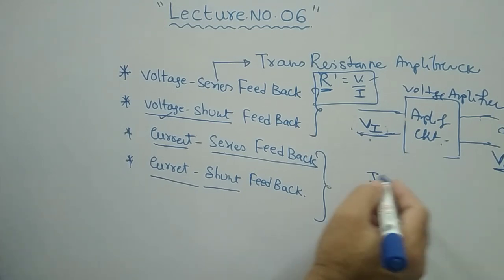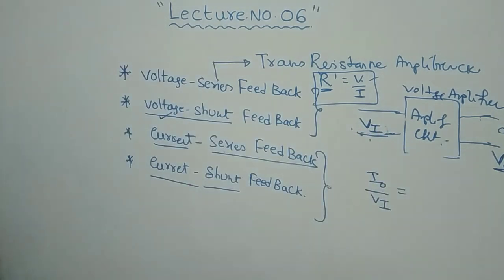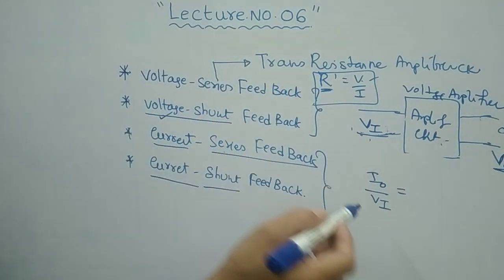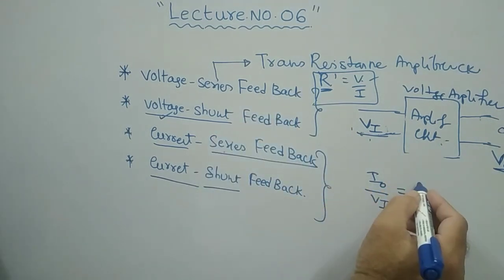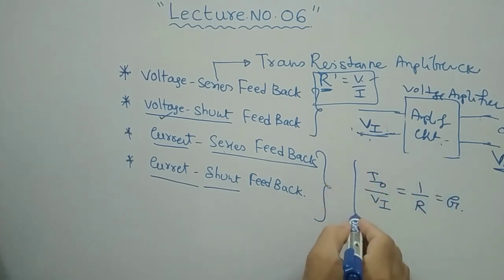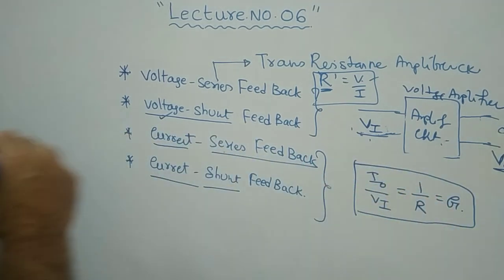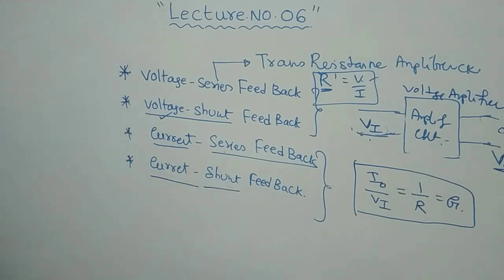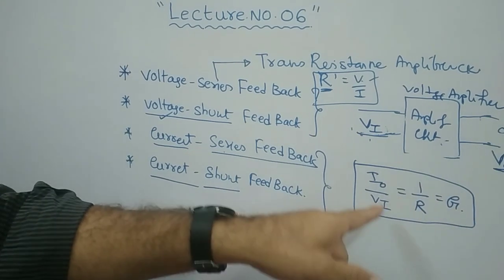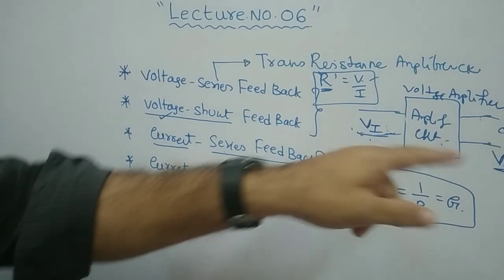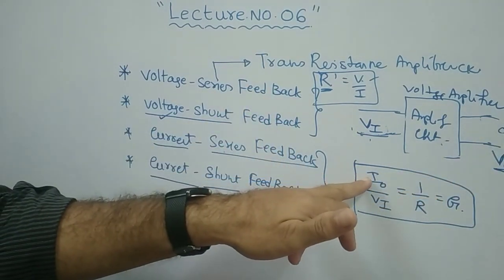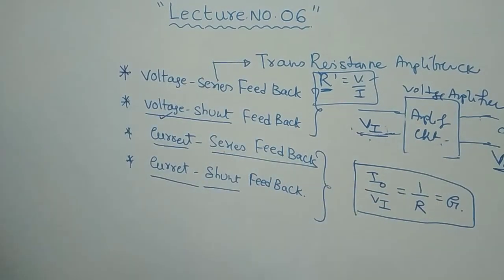This is simply the reverse of resistance. R is equal to V by I, and this is I by V. It is nothing but 1 by R. Therefore, the reverse of resistance is called conductance, G, so it is called a transconductance amplifier. Therefore, your current shunt feedback is called a transconductance amplifier. In a transconductance amplifier, your output current I0 is proportional to the input voltage.